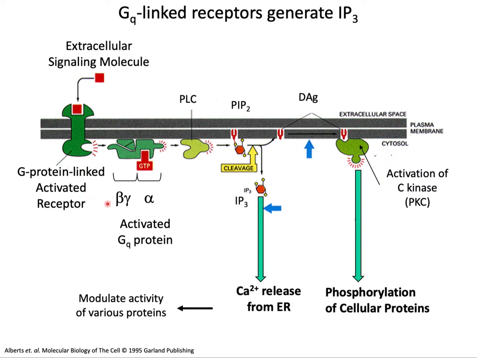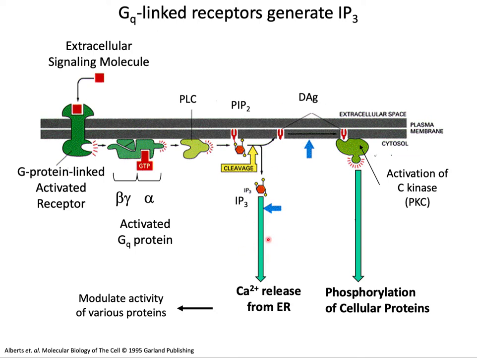So on the left-hand side of your slide, the receptor is a Gq-linked receptor, and it binds to some type of extracellular signaling molecule. This activates the receptor such that it can now interact with the heterotrimeric Gq protein. In this case, when the alpha subunit exchanges GDP for GTP, it dissociates from the beta-gamma dimer, then it moves in the membrane and interacts with and activates phospholipase C. The active phospholipase C then cleaves PIP2 into IP3 and diacylglycerol, which is still attached to the membrane.